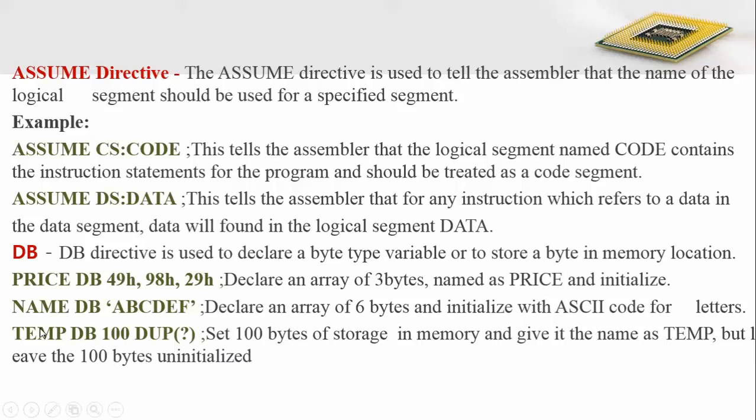Suppose the statement is like this: TEMP DB 100 DUP(0). Then the meaning is different. What's the meaning?